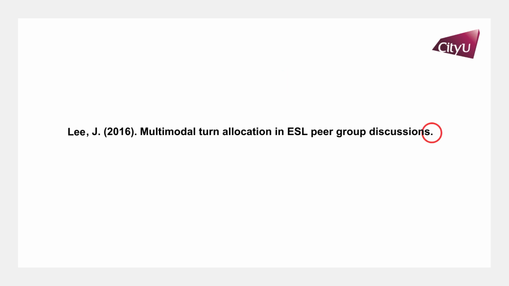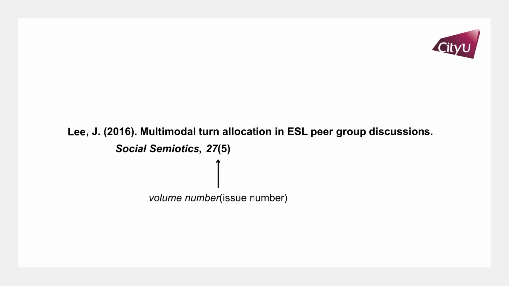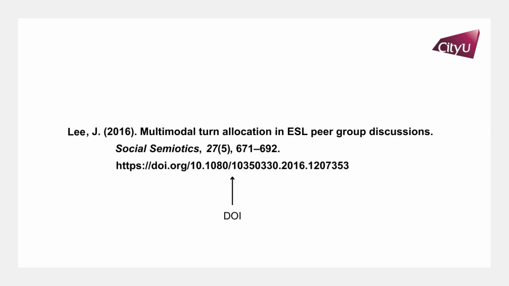Then add a period. Add the name of the journal in italics, a comma, the volume number in italics, and the issue number in parentheses without italics. Remember, there's no space between the volume number and the issue number. Then add a comma, the page range, and a period. You should also include the DOI if it's available.